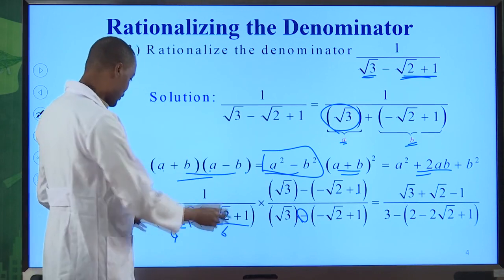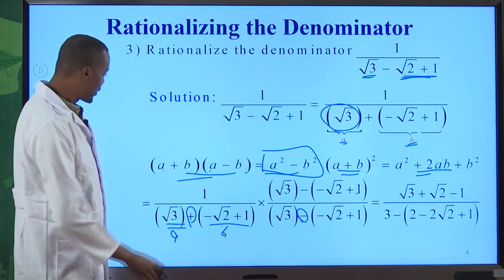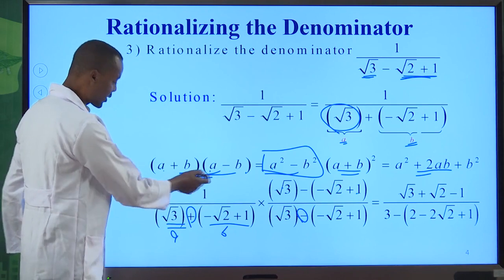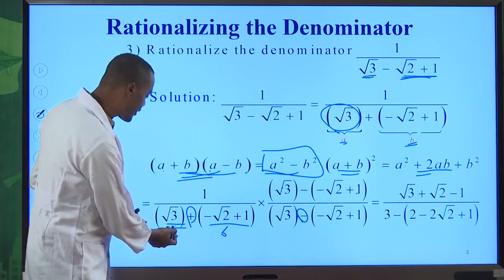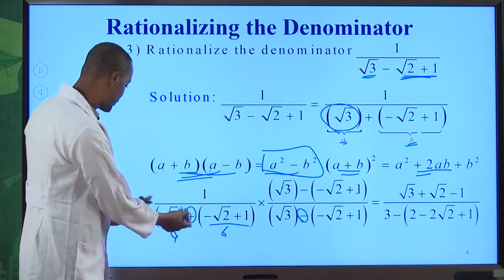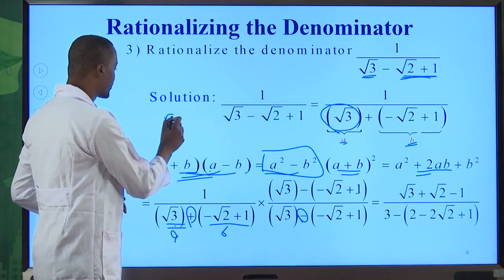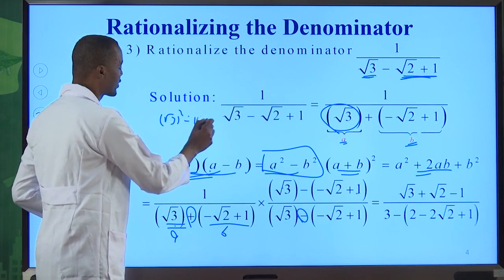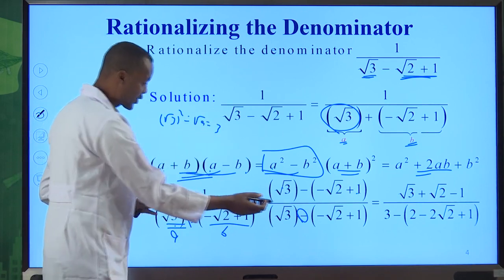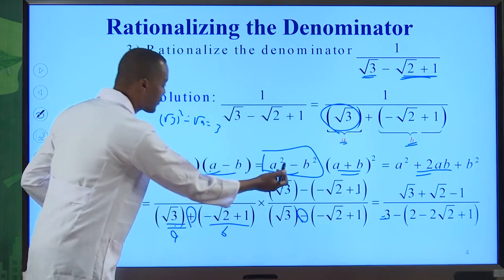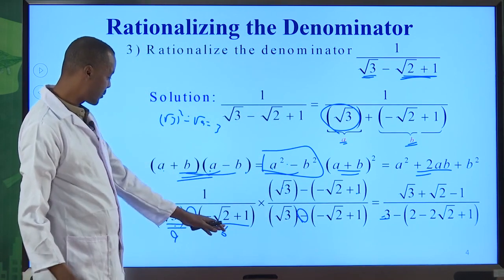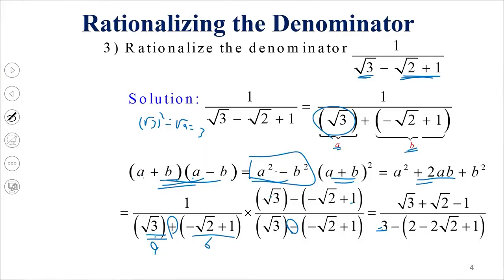And for the denominator, we will directly use this expression. As I told you earlier, what we do is we simply square the a term and the b term. And the square of the a term is root 3 squared, which is root 9, which is equal to 3, which is this part, minus the b term squared.